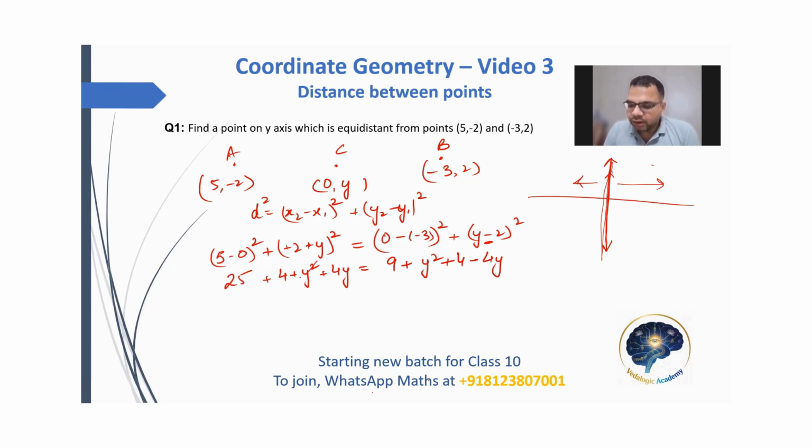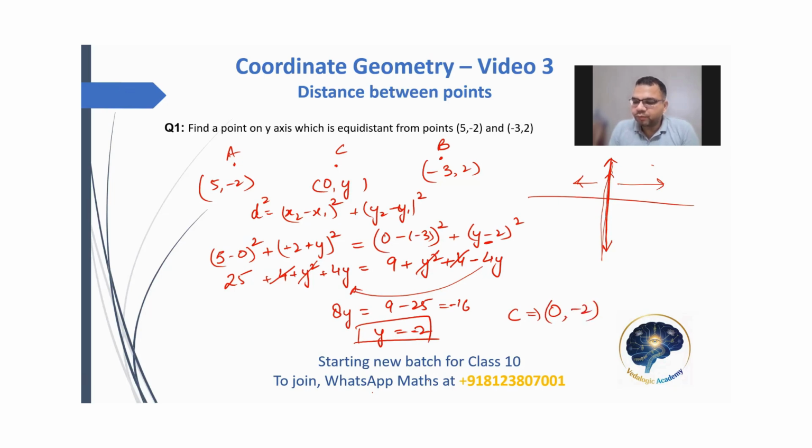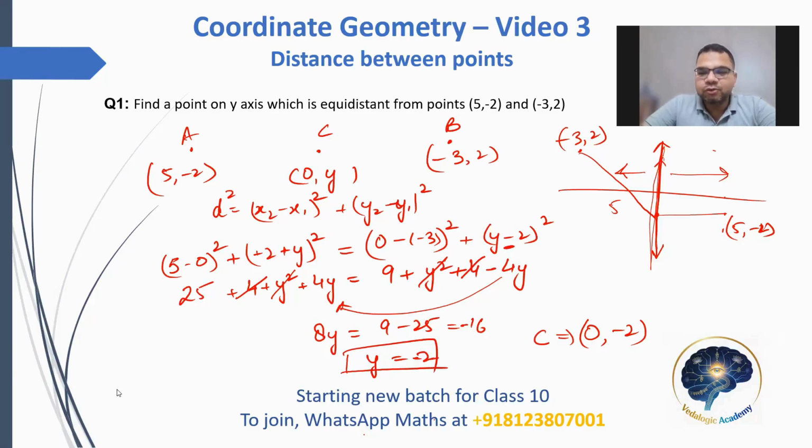Now if you see one thing here, y square will get cancelled. 4 is also getting cancelled. Now I can bring this 4y this side. So it becomes 8y equals 9 minus 25, which becomes minus 16, and y becomes minus 2. So C becomes 0 comma minus 2, where we'll have this point equidistant from both A and B. Okay, this one is clear. We'll move to the next question.